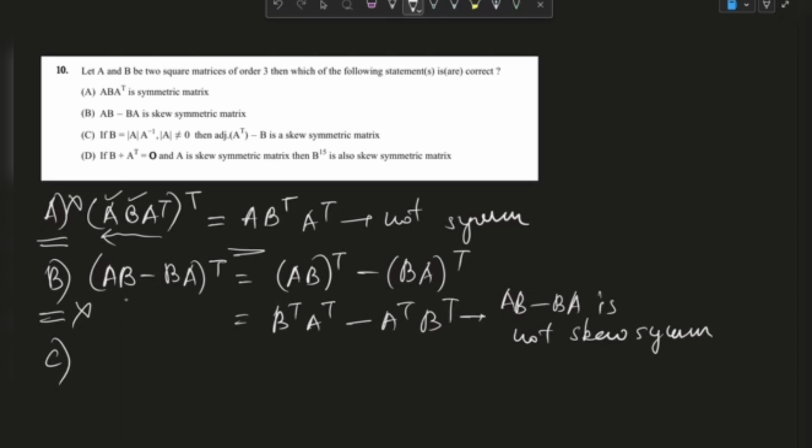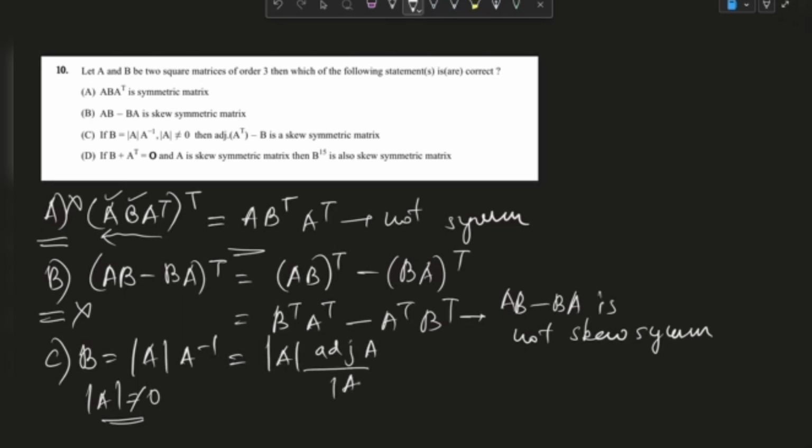In option C, we have B equals modulus A into A inverse, and it's clearly written mod A is not equal to 0. It's written so that we can write A inverse as adjoint A by modulus A. Small hints are actually given in the questions. You see this and you immediately realize that mod A will be in the denominator, when we write A inverse as adjoint A by modulus A. So this gets cancelled, and basically our B is adjoint A.